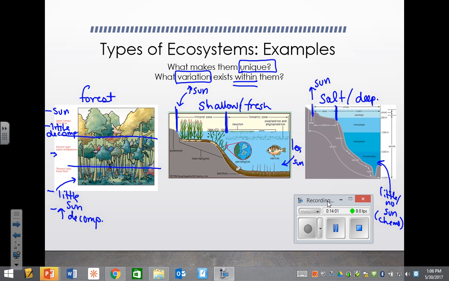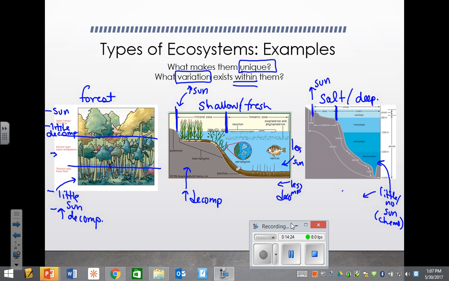Now, if we're talking about water in terms of decomposition, we would follow a similar pattern. There would probably be more decomposition the closer you are to shore because there are more organisms living there. And the farther you go out, there would be less. And when you get really, really deep, there would be little or no decomposition going on as well because there's not very many organisms that exist in that really deep part of the ocean.